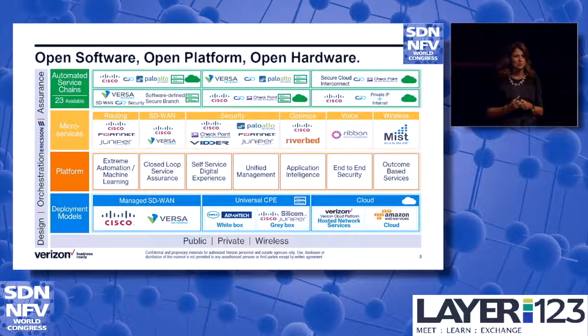They don't just consume universal CPE or a firewall function or a routing function. They consume something that is an end-to-end secure network function, for example. And we have to do that with automated service chains that are easy and tested and supportable.